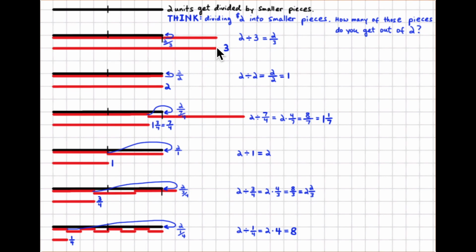And the idea is to see that as this 2 is divided up by smaller and smaller pieces, you get more of those pieces out. So the answer gets larger. So this is x, and x is actually increasing. The answer is getting larger because you get more of those pieces out of the 2 units.